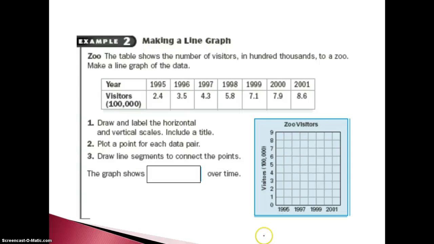In example 2, make a line graph. The table shows the number of visitors in hundred thousands to a zoo. Make a line graph of the data. Draw and label the horizontal and vertical scale. So I'm going to make a horizontal and vertical scale. From there, I am going to label it. This is going to be my years. This is going to be my visitors.